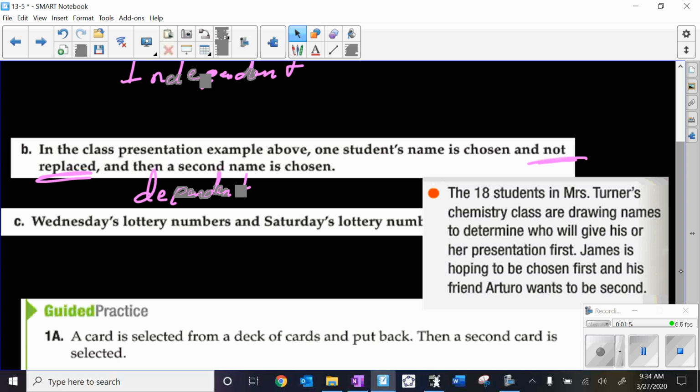Letter C, Wednesday's lottery numbers versus Sunday's lottery numbers. That should not change. Just because what I get on Wednesday should not affect what I get on Saturday. So these would be independent.